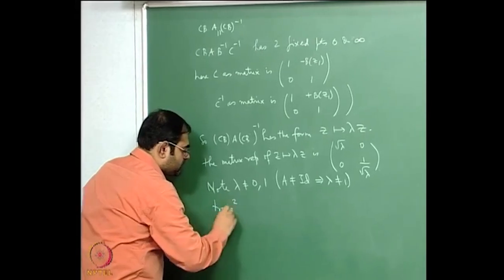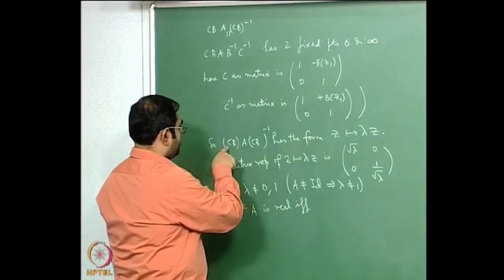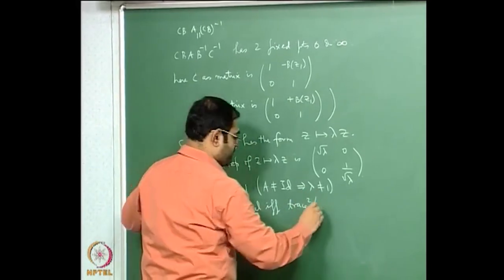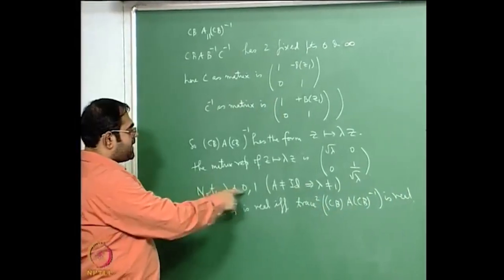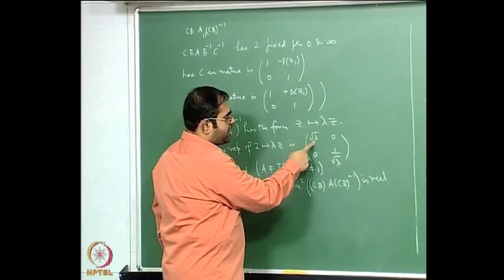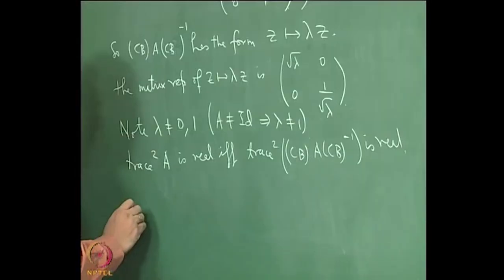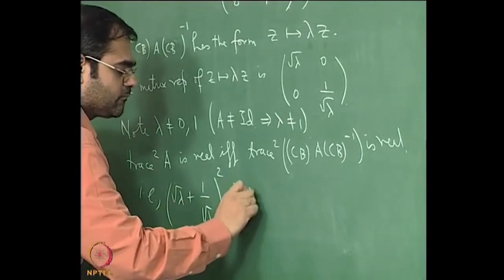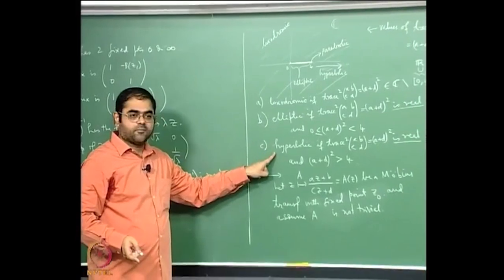So you see, trace squared A is real if and only if trace squared A is the same as trace squared of CB A CB inverse, which is real. But CB A CB inverse, the matrix is this. And what is the trace? It is root lambda plus 1 by root lambda, that is the trace. And this trace squared will be root lambda plus 1 by root lambda the whole squared. So root lambda plus 1 by root lambda the whole squared is real. This is the condition you will put if you want to study something that is elliptic or hyperbolic.